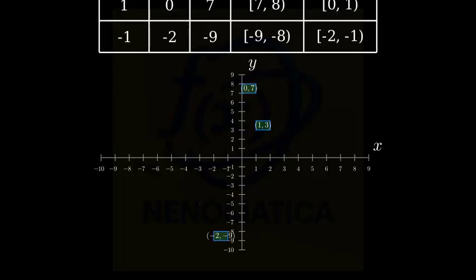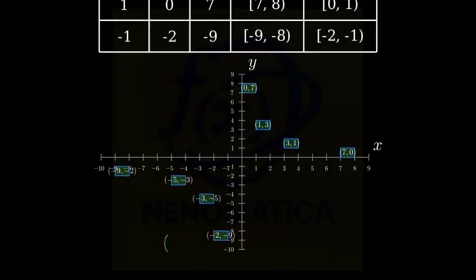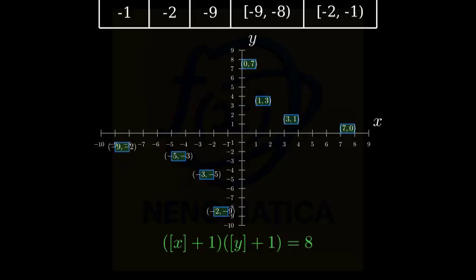Summary: the factoring identity turns the equation into ([x] + 1)([y] + 1) = 8. Since the left side is a product of integers, we let 1 + [y] be a divisor of 8.